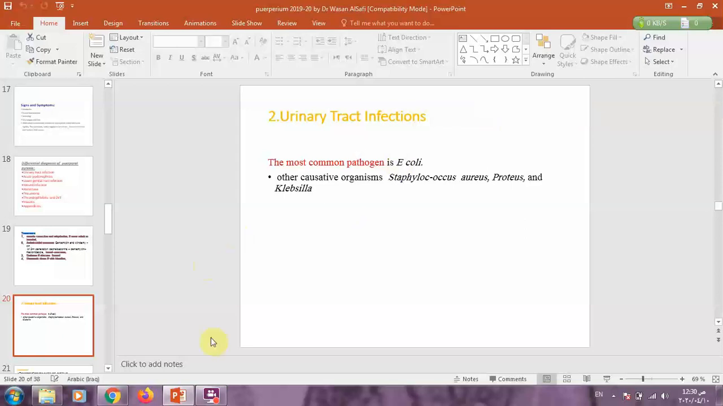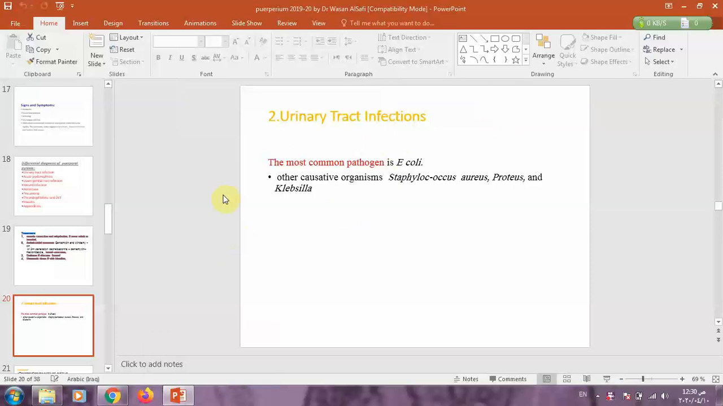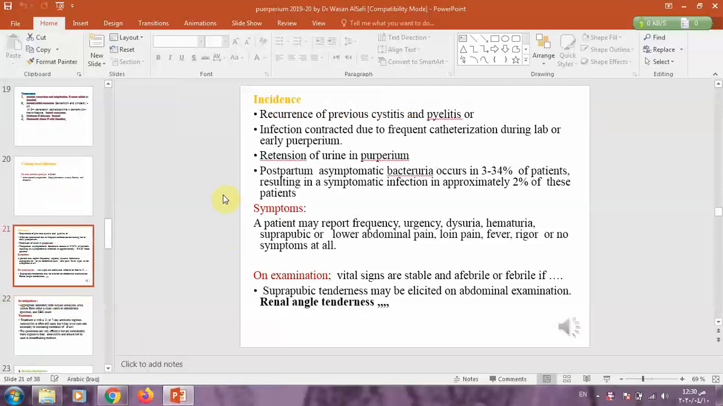We will continue the second part of the lecture, which is urinary tract infection. The most common pathogen is E. coli. Other causative organisms could be Staph aureus, Proteus, and Klebsiella. The incidence: recurrence of a previous cystitis and pyelitis.